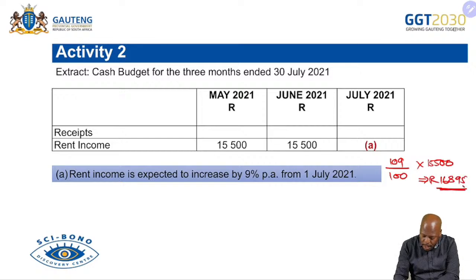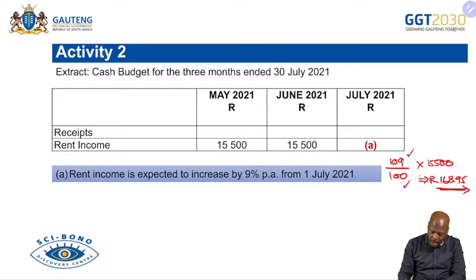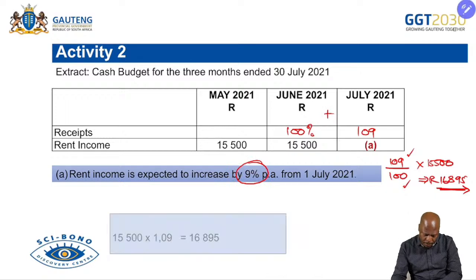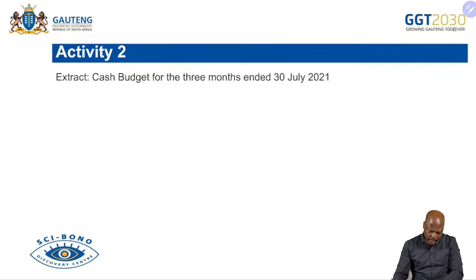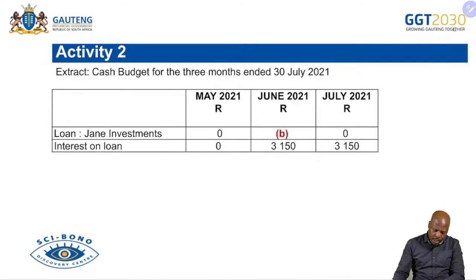We get an amount which is 16,895. Remember, what I wanted was my 109 and what I have is my 100. Remember, before any increase, it is 100%. And here it is now 109. How do I get 109? 100 plus the 9% increase gives you the 109. There it is, 15.5 multiplied by 1.09. It's the same as 109 over 100, which will give you 16,895.